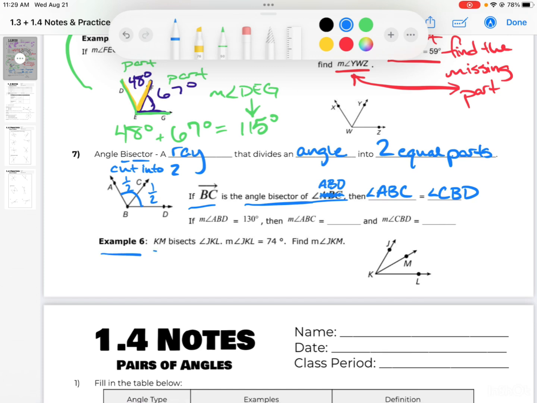I'll let you do example 6 on your own. It talks about KM bisects this angle JKL. So that lets you know this is half and half. With that knowledge and what they give you, see if you can figure out what JKM equals. This is what you're looking for right here, JKM.